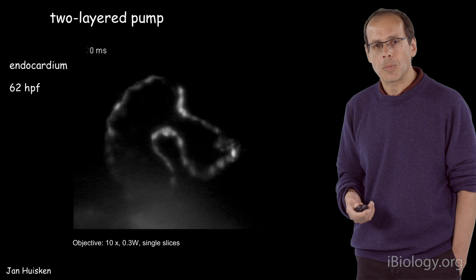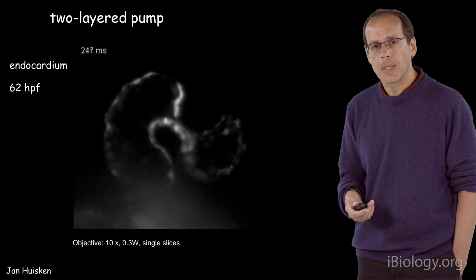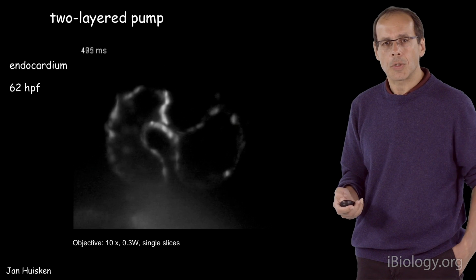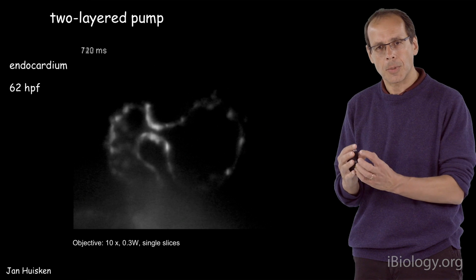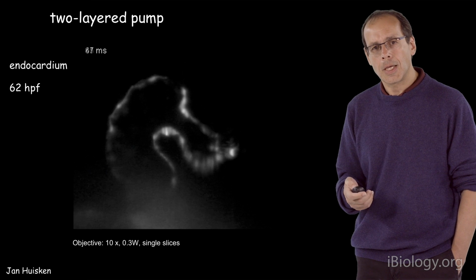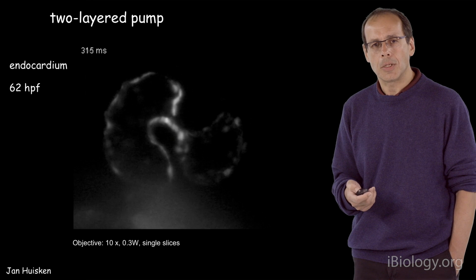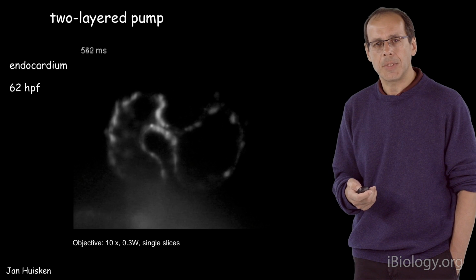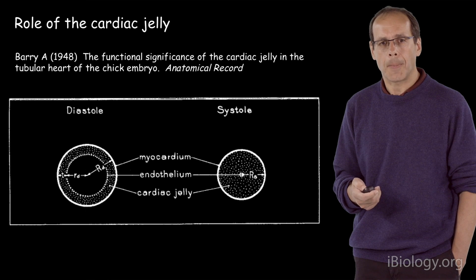And you can see this better by just focusing on the endocardium and seeing how these cells come together. Of course, we're looking at a single plane, but in the three-dimensional organ, this can then lead to the complete occlusion of the chamber and complete emptying of this chamber.